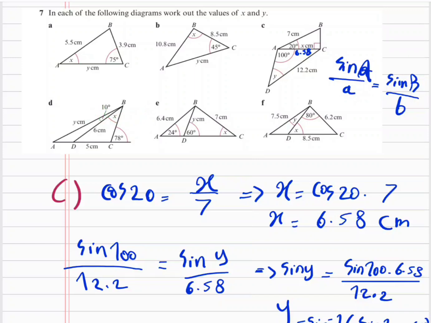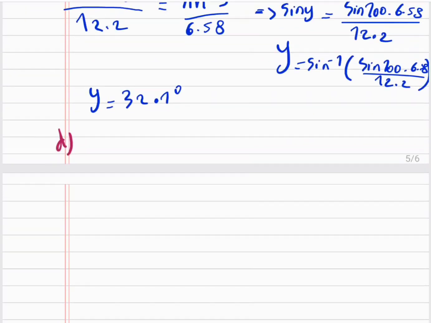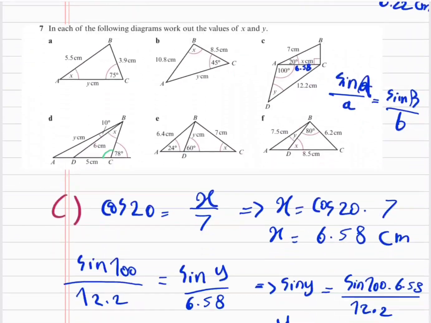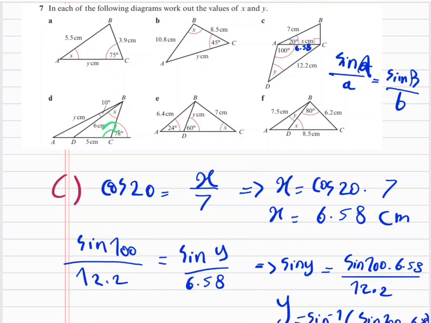Right, so we can first start with finding the value of x because we are given this angle which is 78, so we can easily find this angle which is basically 180 minus 78. So that's the first step. And that gives us 102 degrees. Now we have this angle which is 102 degrees.